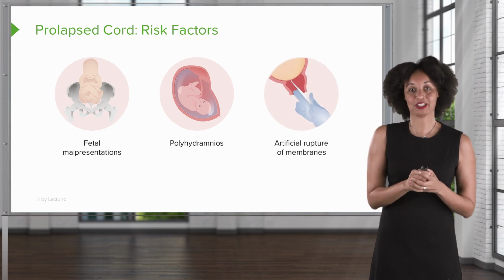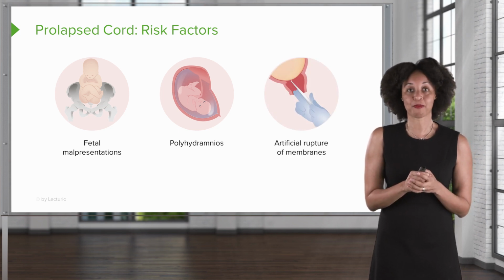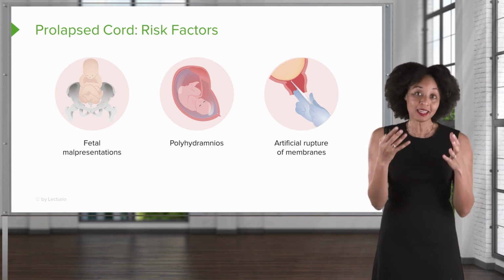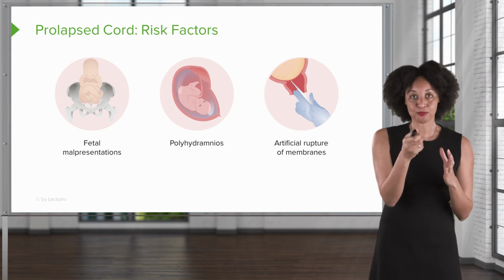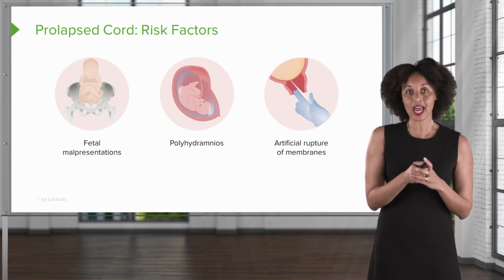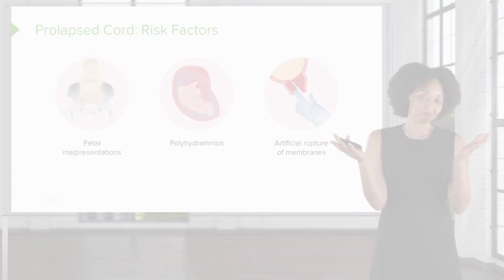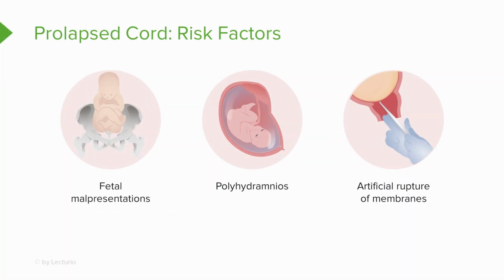The last risk factor is artificial rupture of membranes. Now, of course, the water could break spontaneously, but thinking about the times when we might actually break the water. This is also known as AROM, artificial rupture of membranes, AROM. I didn't make it up, it's just the word. Anyway, we rupture the membranes, and if the fetal station is really high, then there may be space there for the cord to come sliding down. Those are the risk factors.